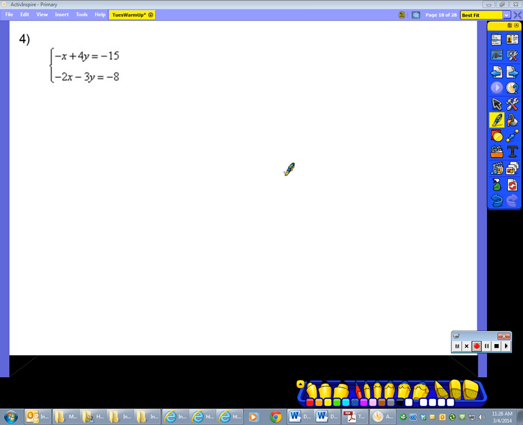Alright, number 4, here we go. Now I'm trying to get a variable by itself so I can do substitution. So I'm going to use this equation right here, negative x plus 4y equals negative 15. And there's several routes that you can take to get a variable by itself. You do what's easiest for you.